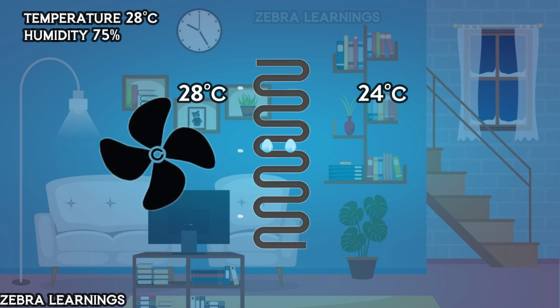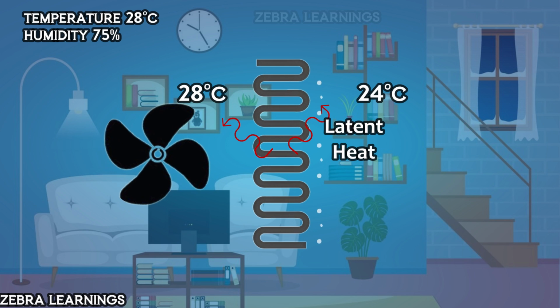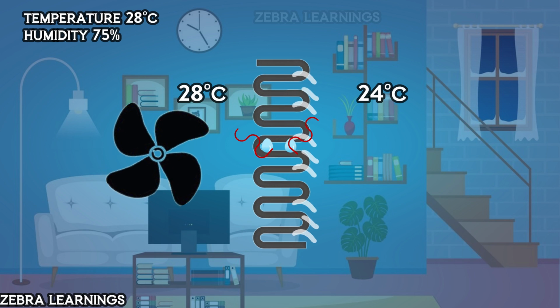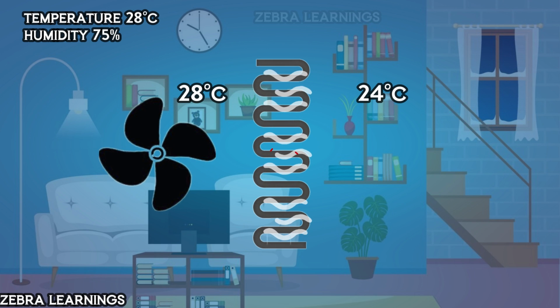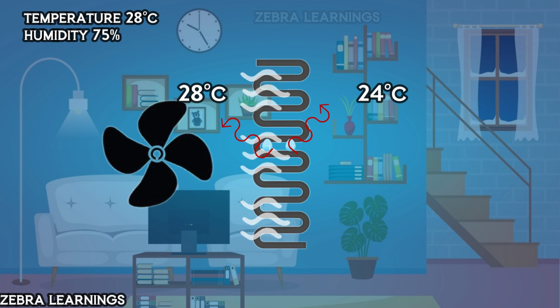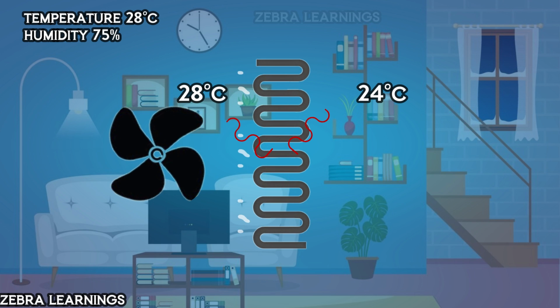This condensation process releases latent heat, which the AC unit must absorb in addition to the sensible heat that was initially present. Here's why this is important. If you only consider the sensible heat, you might underestimate the required capacity of the AC unit. The latent heat associated with humidity adds to the overall cooling load.